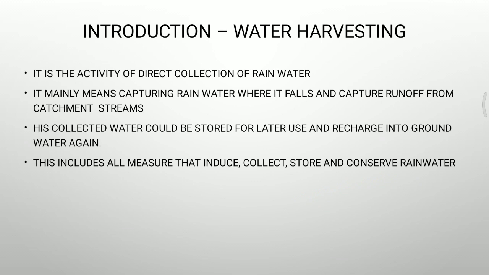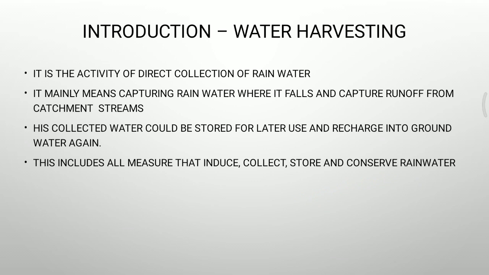So coming to the introduction, water harvesting. So what do you mean by water harvesting? It is the activity of direct collection of rainwater. It mainly means capturing the rainwater when it falls and capturing the runoff from the catchment streams. So runoff is a waste of water. If it is not captured, it will go to the sea and it can't be used. So capturing of that rainwater is water harvesting.